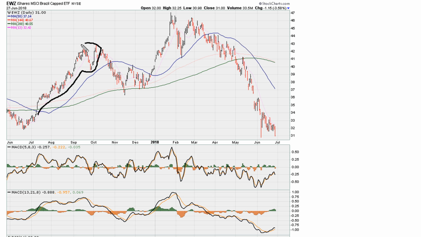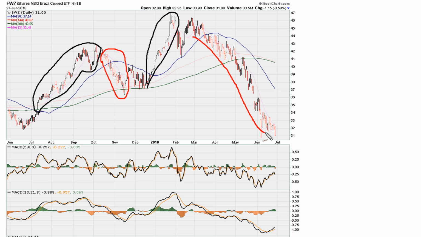Here's one where we have a bullish uptick. Here's another period where we have a bullish swing trade. And we also have periods where we have bearish swing trades. Here's one, and of course here's another.